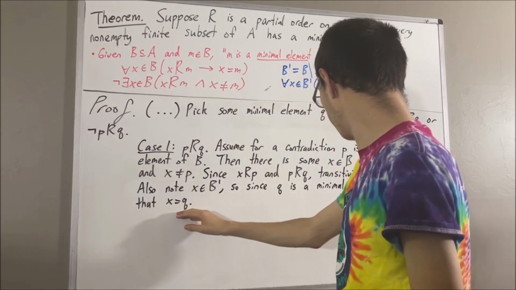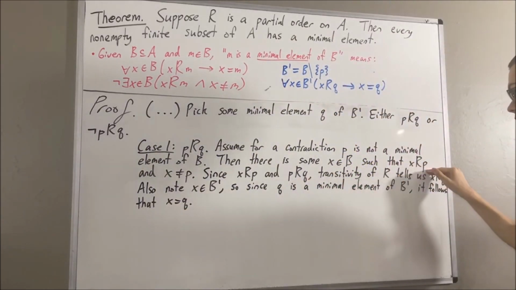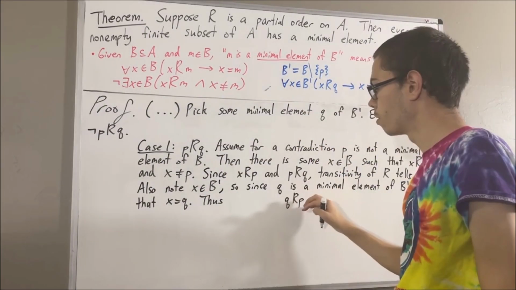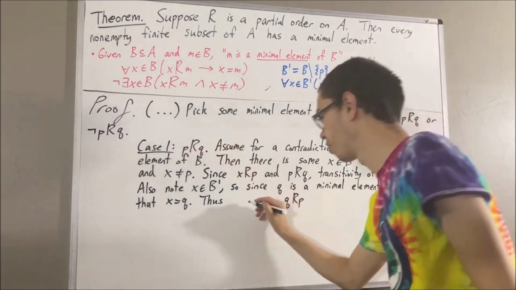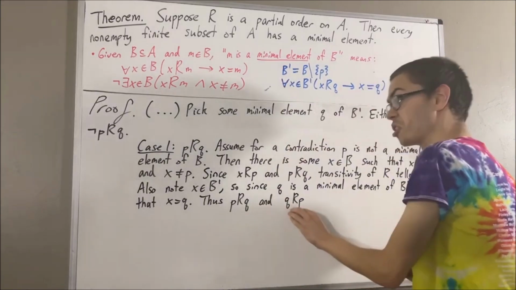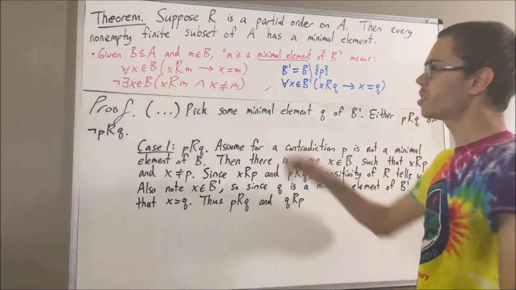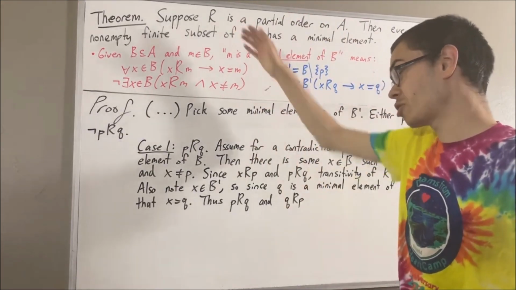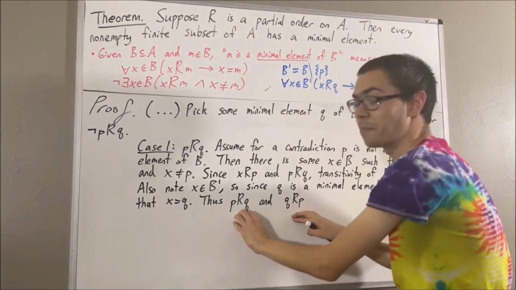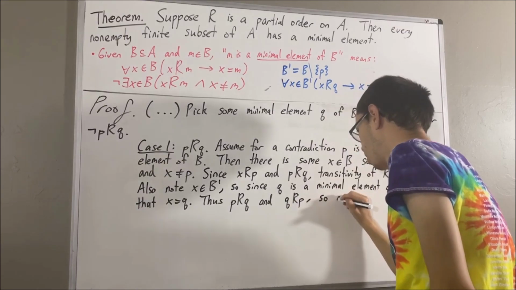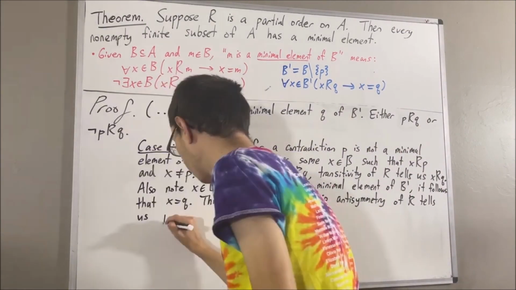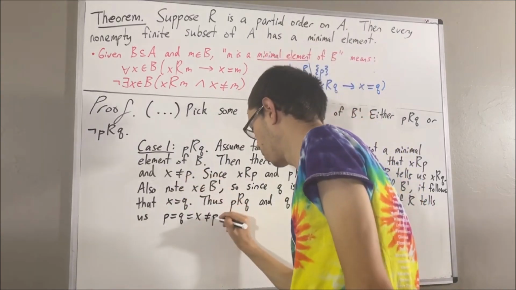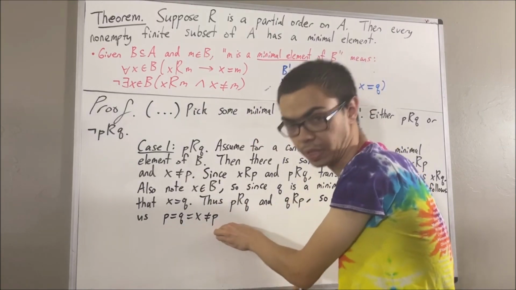Now, since x is equal to Q and xRP, we can replace the x here with Q. So we have QRP. But let's also remember that PRQ is true. So PRQ and QRP are true. And since R is a partial order we know that R is anti-symmetric, right? And since R is anti-symmetric, these two facts tell us we must have that P is equal to Q. And Q is equal to x, but x is not equal to P. So this tells us that P is not equal to P, which is absurd.